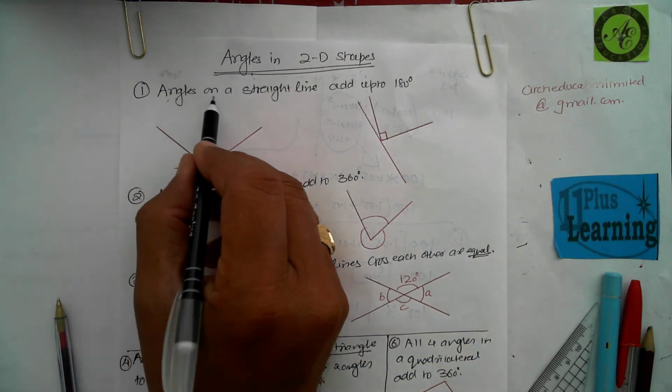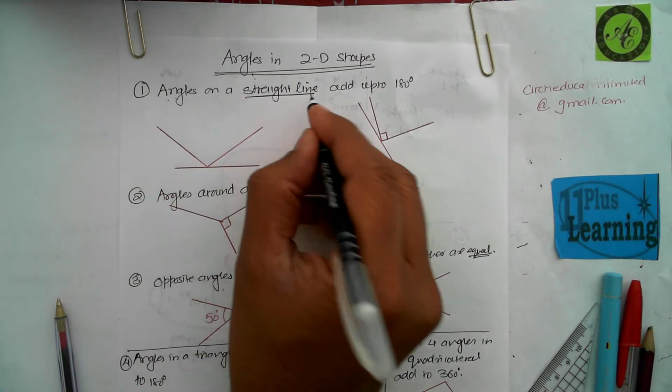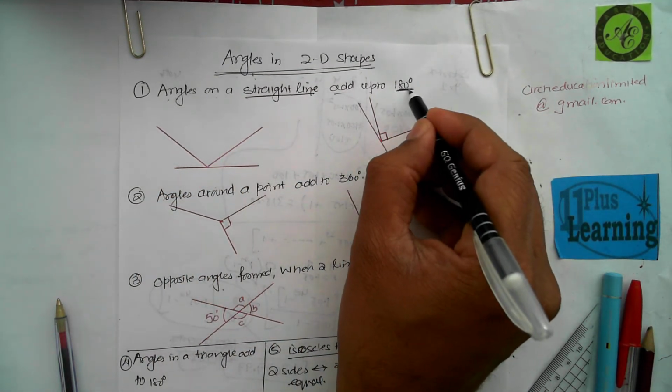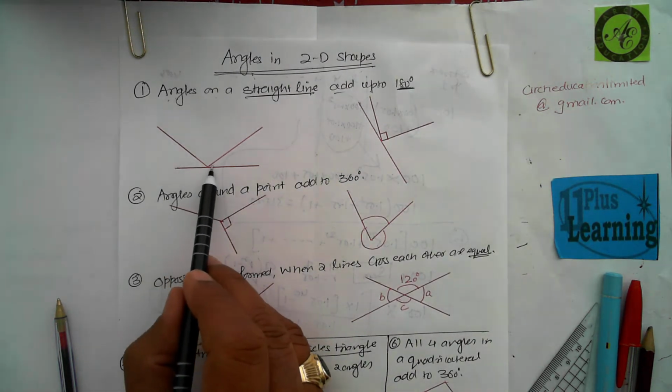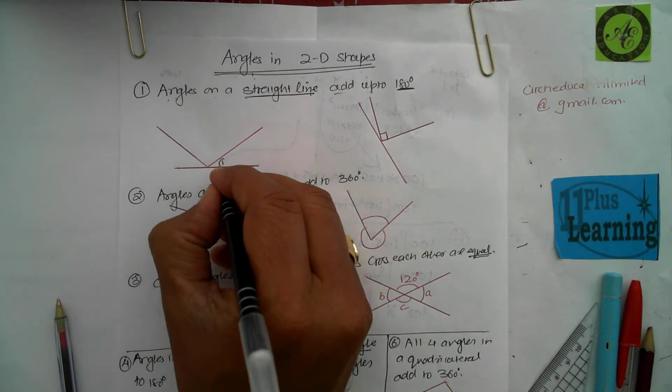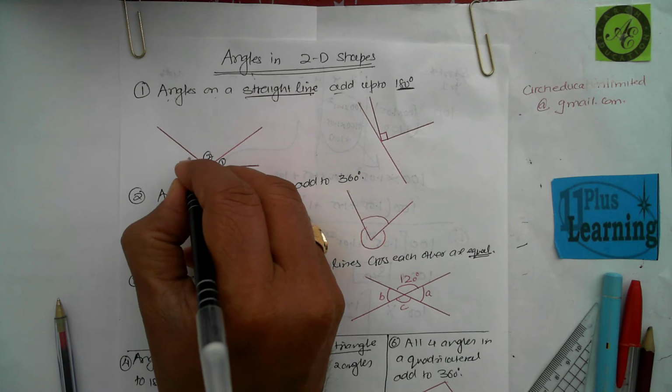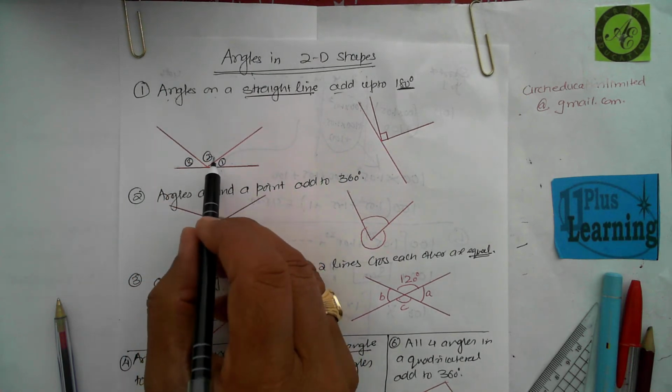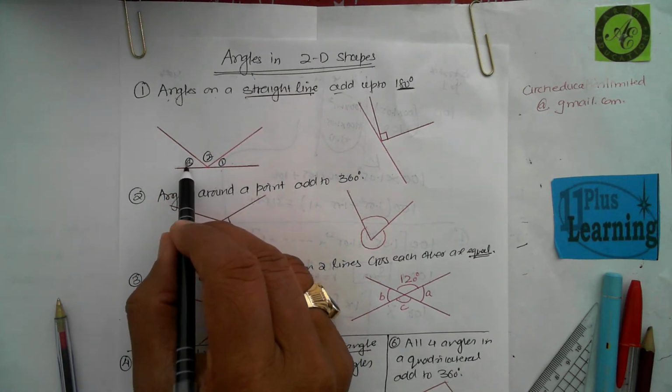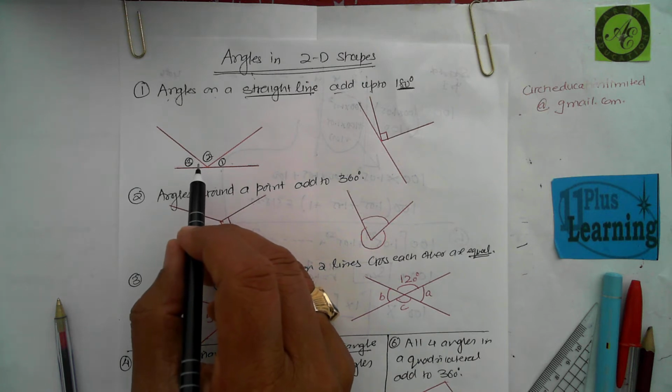Guys, the first one, I'll read this out to you. It says angles on a straight line add up to 180 degrees. So if there's a straight line and there are 1, 2 and 3 angles formed on this straight line, they should add to give me 180 degrees. Very important, very basic, very simple property.